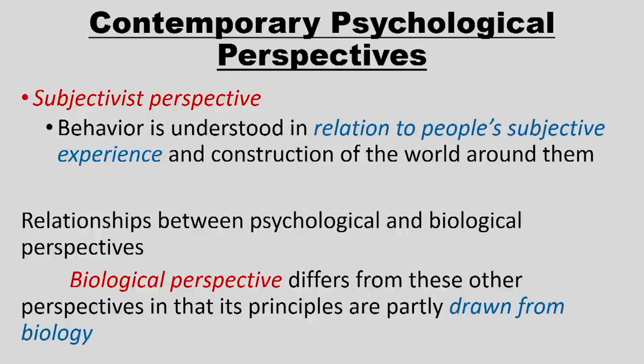And lastly, there is the subjective perspective. So, what is the subjective perspective? It says that behavior is understood in relation to people's subjective experiences and construction of the world around them. It's more of a social perspective. And so, what it says is, why somebody does something is because this thing is acceptable by people around him.